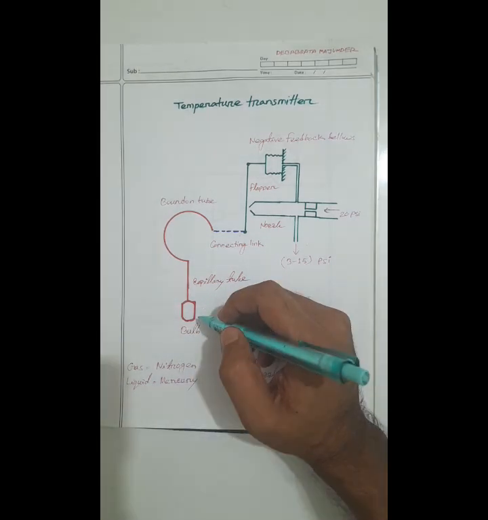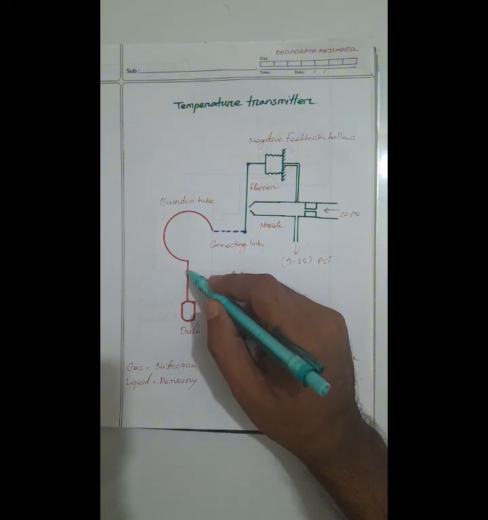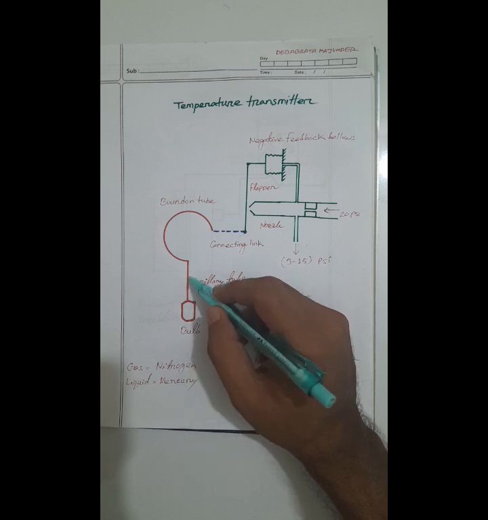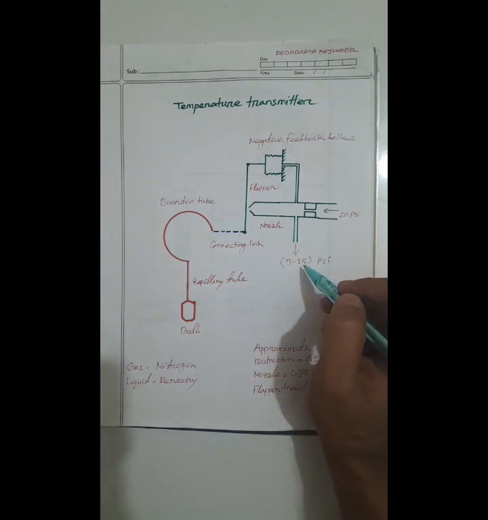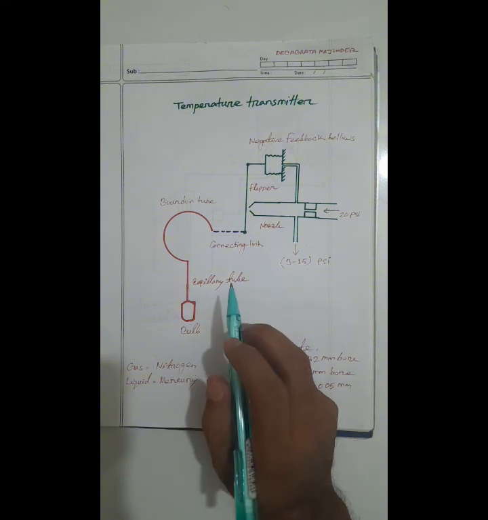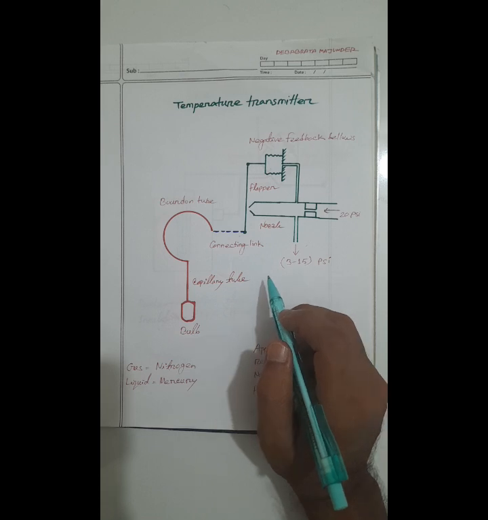The main principle is thermal expansion of gas or liquid inside the bulb and capillary tube. Thermal expansion of gas or liquid inside the bulb and capillary tube produces a 3 to 15 psi output signal, proportional to the measured temperature. It is functionally similar to a proportional controller.